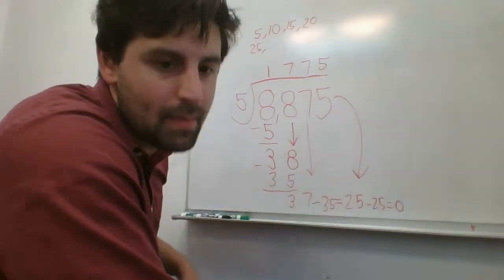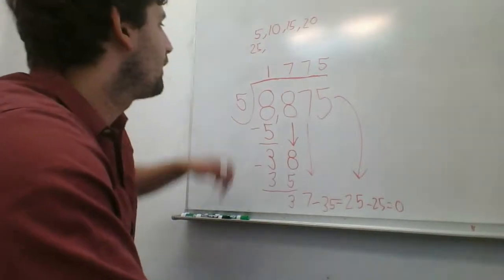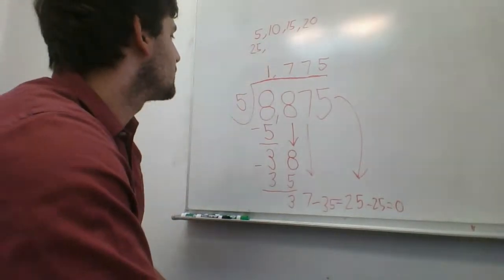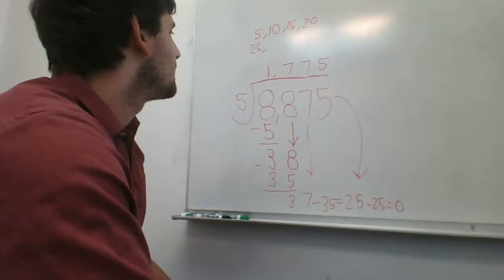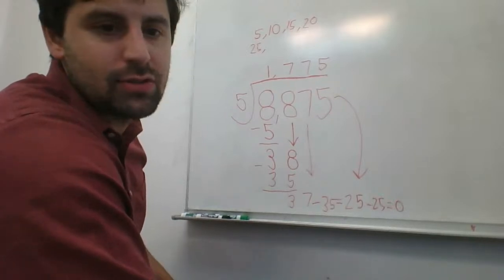There is no remainder. So our final answer, 8,875 divided by 5 equals 1,775.